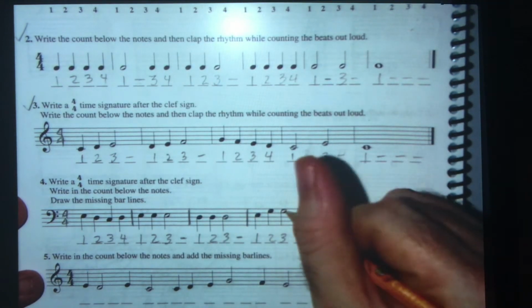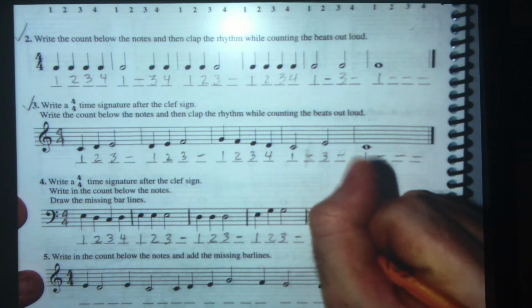Notice I space it out. I don't want to put it way over here because that wouldn't look right. I want to show the duration.